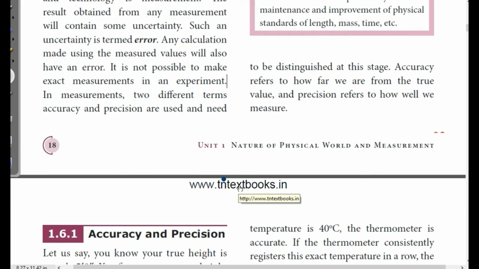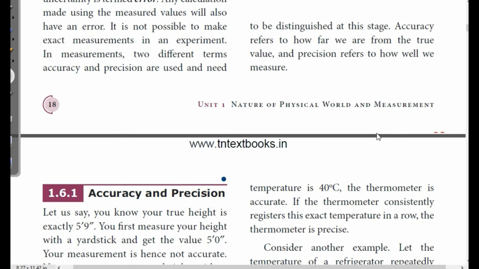Accuracy refers to how far we are from the true value. Precision refers to how well we measure. Remember these two: accuracy and precision.